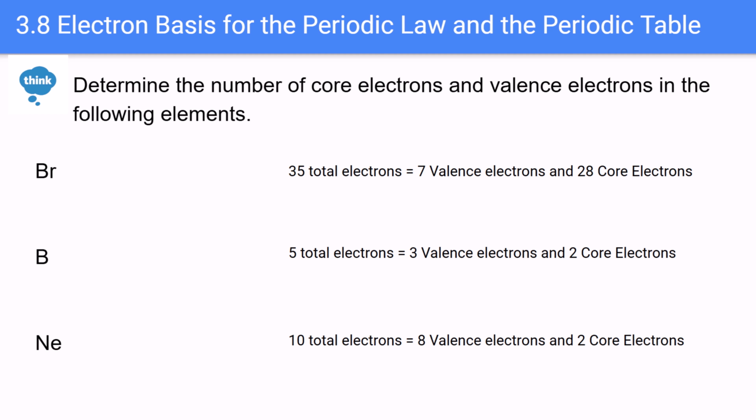So again, pretty easy to figure out based off of its periodic table location and its atomic number, and then you can very easily determine the number of core and valence electrons based off of that information.